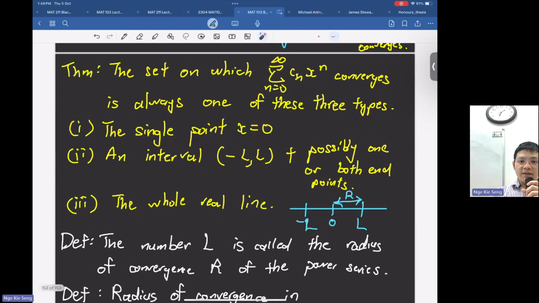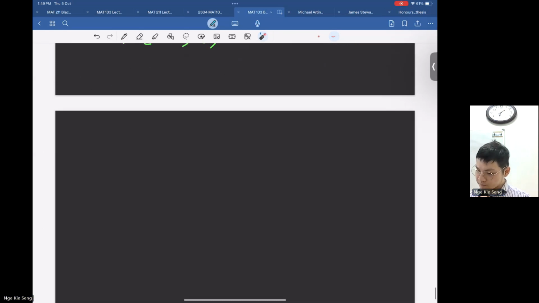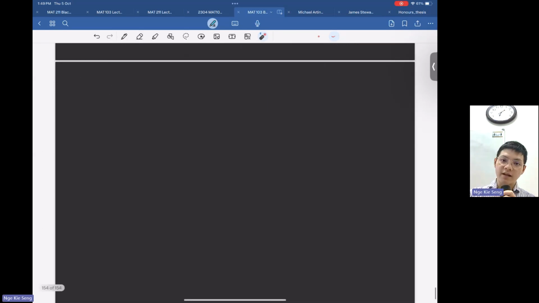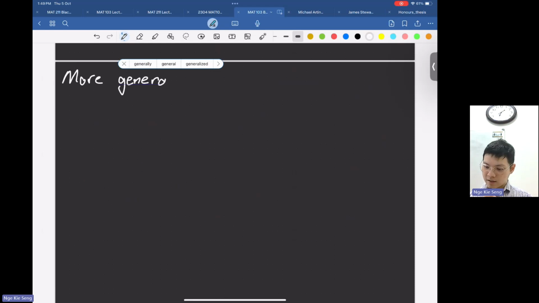Like what I said just now, we have a power series centered at 0. But more generally, we can consider power series centered at a. So what do we mean by centered at a?